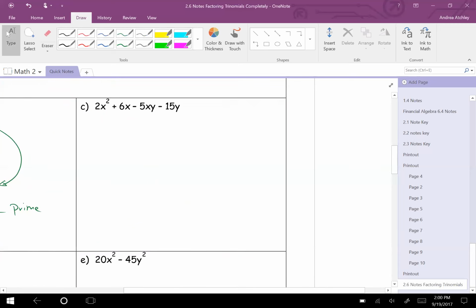Is there anything that they can all be divided by? No. 5 can't be divided by 2. 15 can't be divided by 2. They don't all have an x. They don't all have a y. So no, there's no GCF. There are 4 terms, so we're going to factor by grouping.